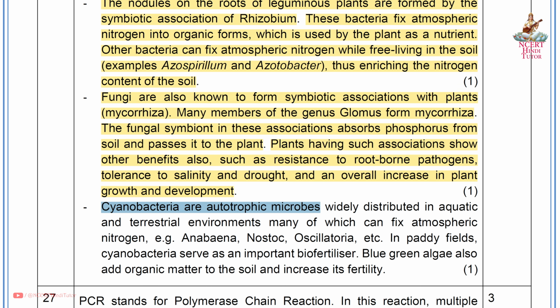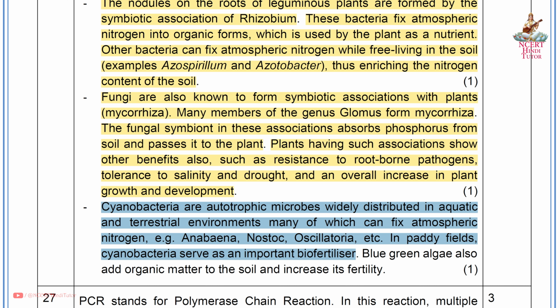Cyanobacteria are autotrophic microbes widely distributed in aquatic and terrestrial environments, many of which can fix atmospheric nitrogen. Examples: Anabaena, Nostoc, Oscillatoria, etc. In paddy fields, cyanobacteria serve as an important biofertilizer. Blue-green algae also add organic matter to the soil and increase its fertility.